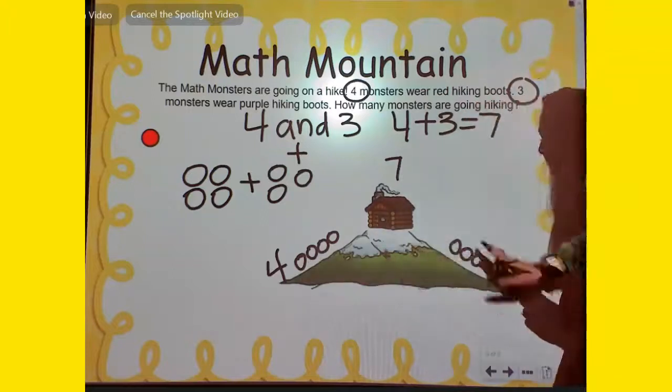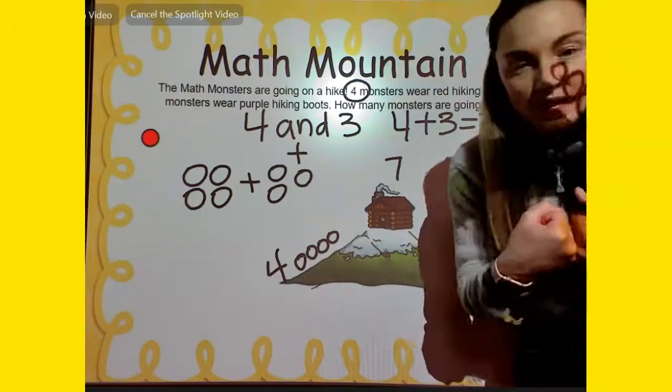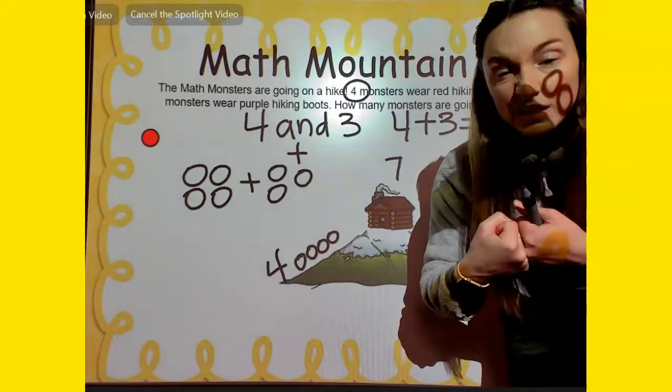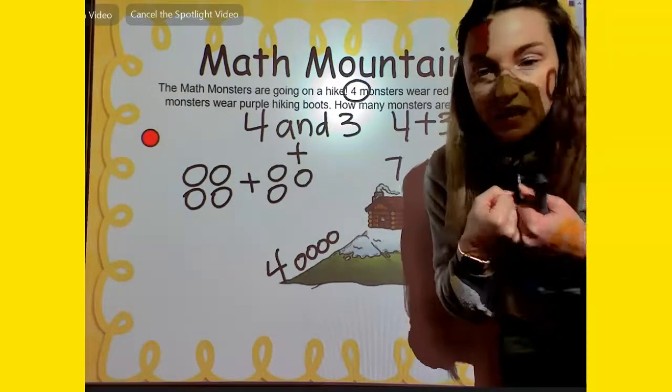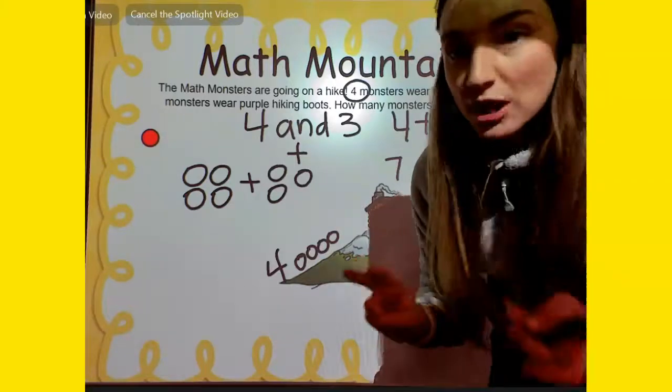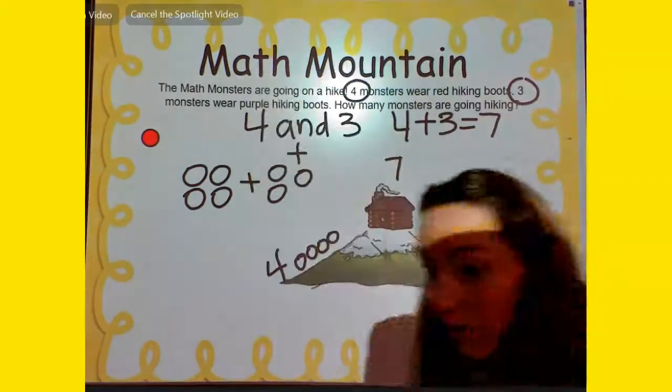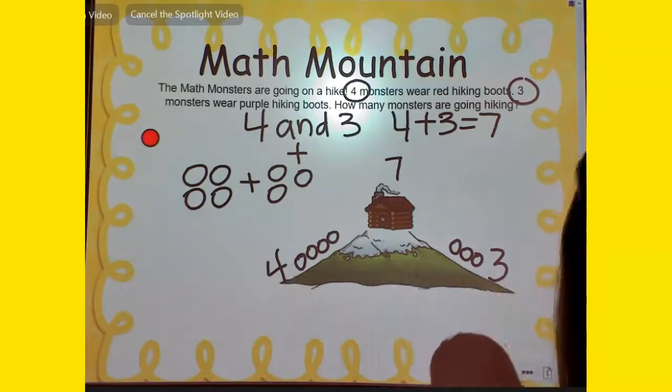So these three numbers together, they work as a team, and we're going to be finding out later in the school year that they work together as a math fact. So they can help each other add and subtract. But for right now, we're just going to be working on addition.